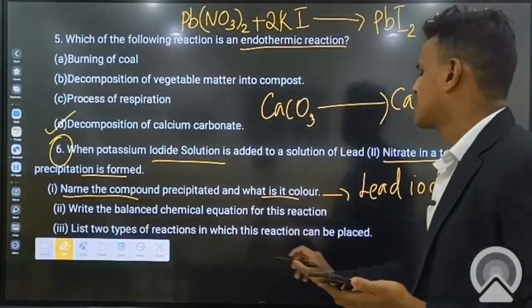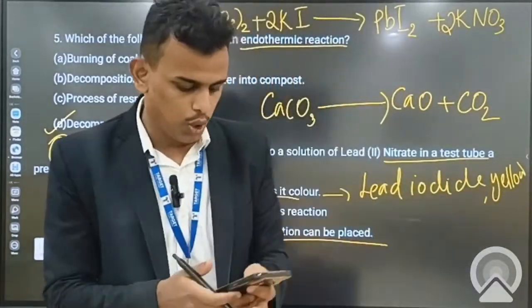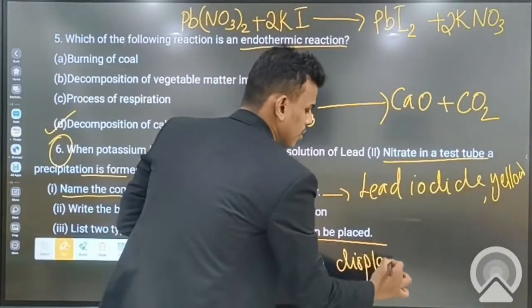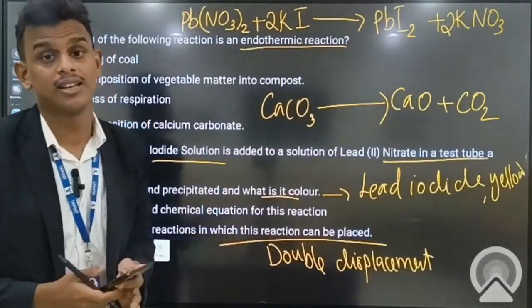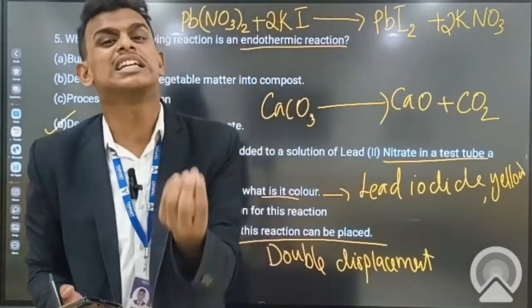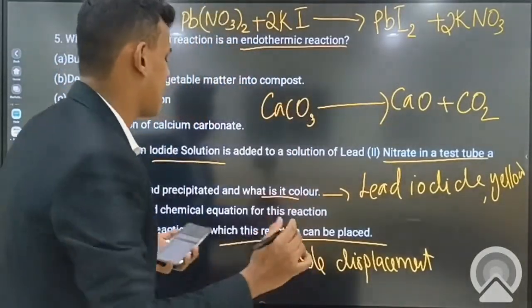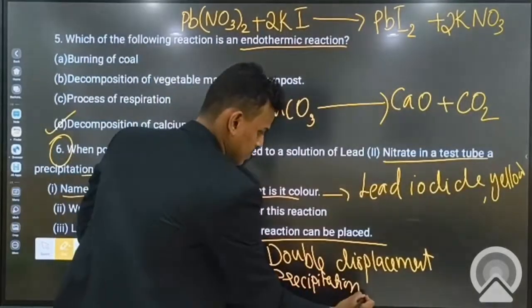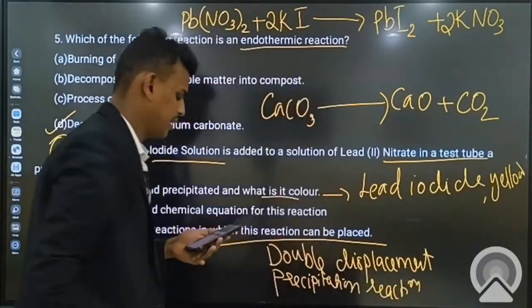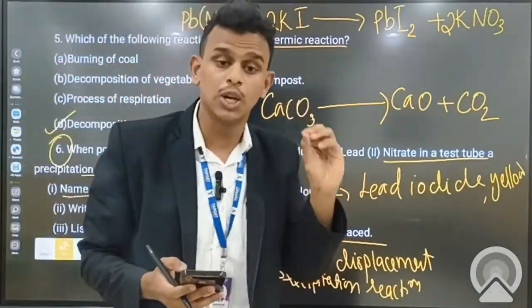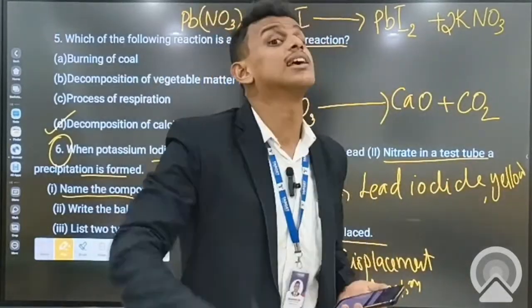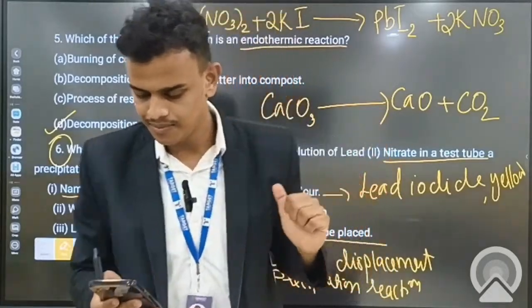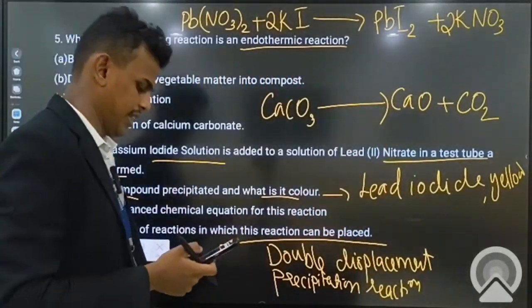List two types of reaction in which the reaction can be placed. One is double displacement. This lead iodide is a precipitate, right? It is a solid residue. It is a yellow colored residue. It's a kind of precipitate. So this reaction is also known as a precipitation reaction. You can include this reaction under double displacement as well as precipitation reaction. Both are correct. Is it clear? Then let's go to the next question.